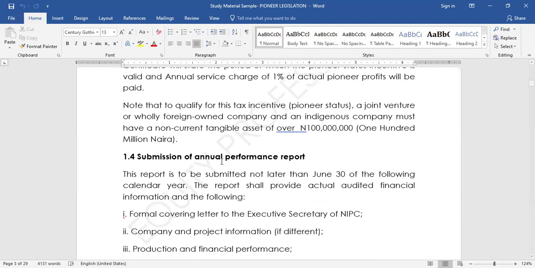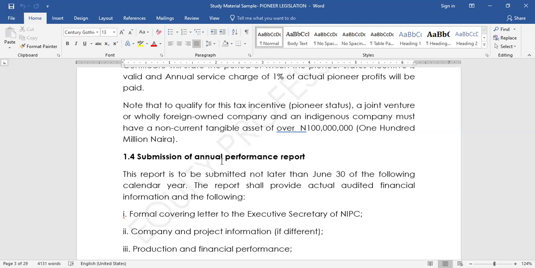During the pioneer period, year 1, year 2, year 3, the company is not expected to file a company income tax return. They are expected to file a return called the annual performance report, not later than 6 months after the end of the year. That means for the first year of the pioneer period, not later than 6 months after the first year; for the second year, not later than 6 months after the second year; for the third year, not later than 6 months after the third year. That report is called the annual performance report.